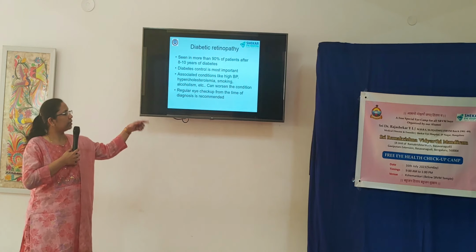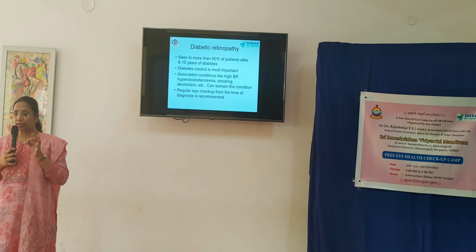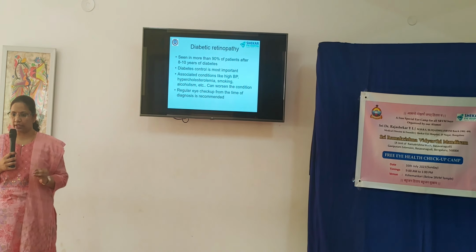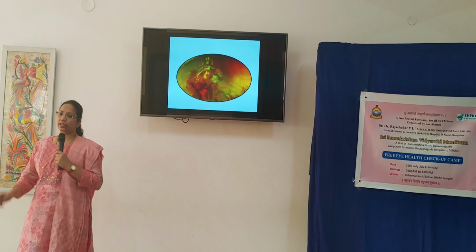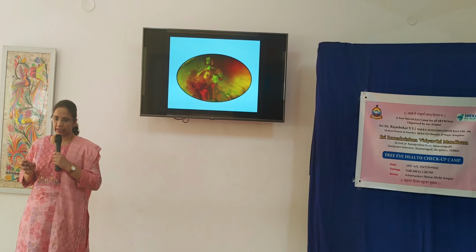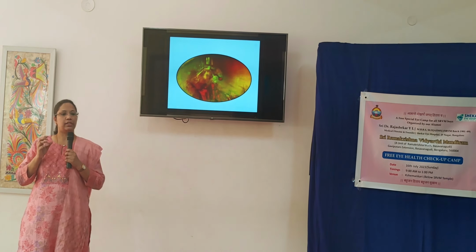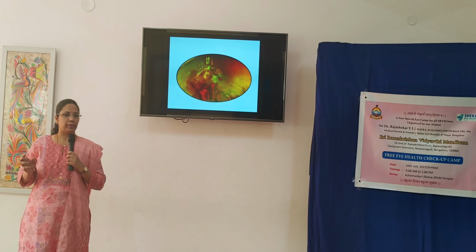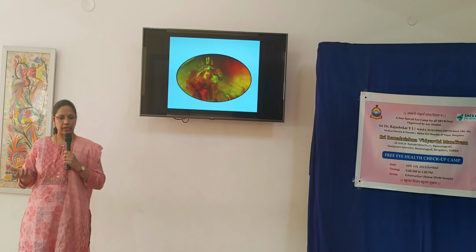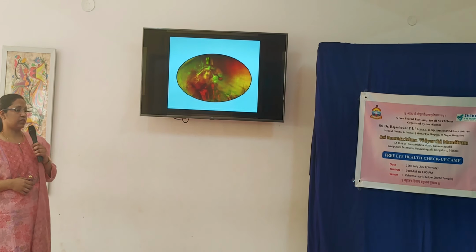Okay, so how can it be prevented? By regular eye checkup right from the time of diagnosis of diabetes. So what did we understand from this? If any patient is diagnosed with diabetes on that day, at the earliest he should have the eye checkup. If he doesn't have diabetic retinopathy at that particular time, regular annual checkups are advised. If he is diagnosed with diabetic retinopathy, based on the severity, we will call him for regular periodic checkups, which is a must.